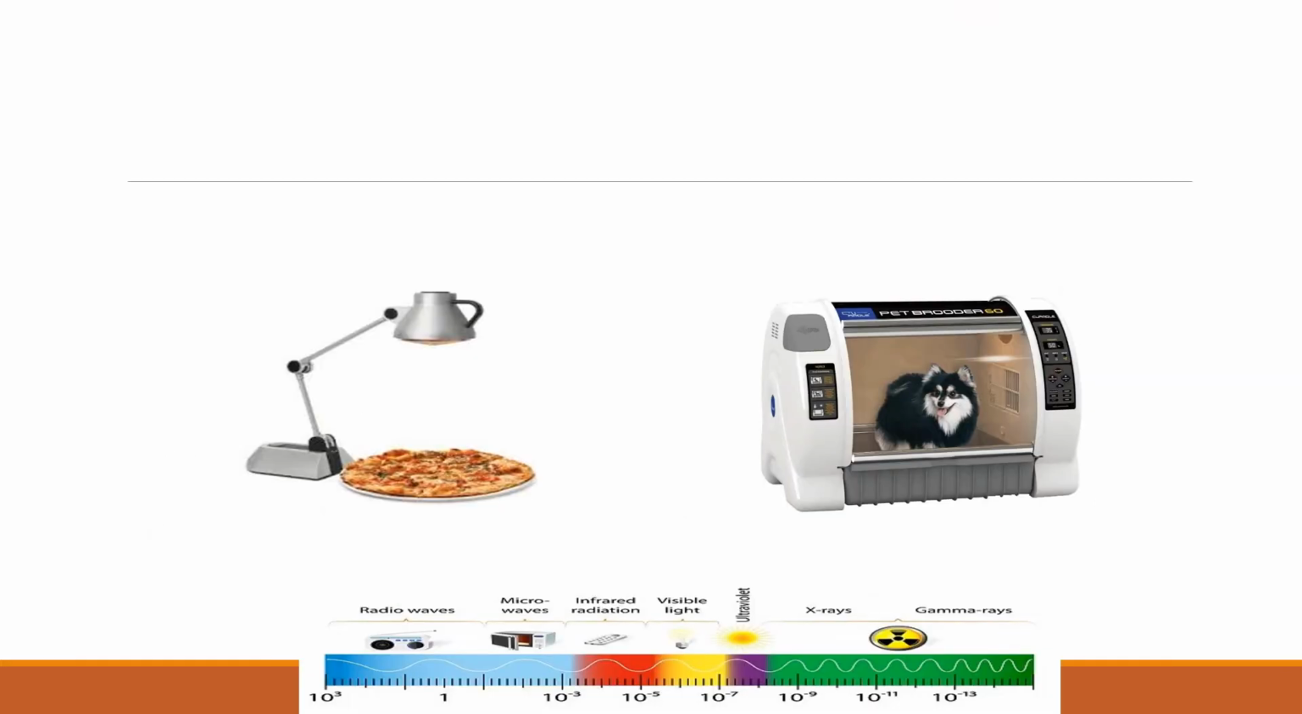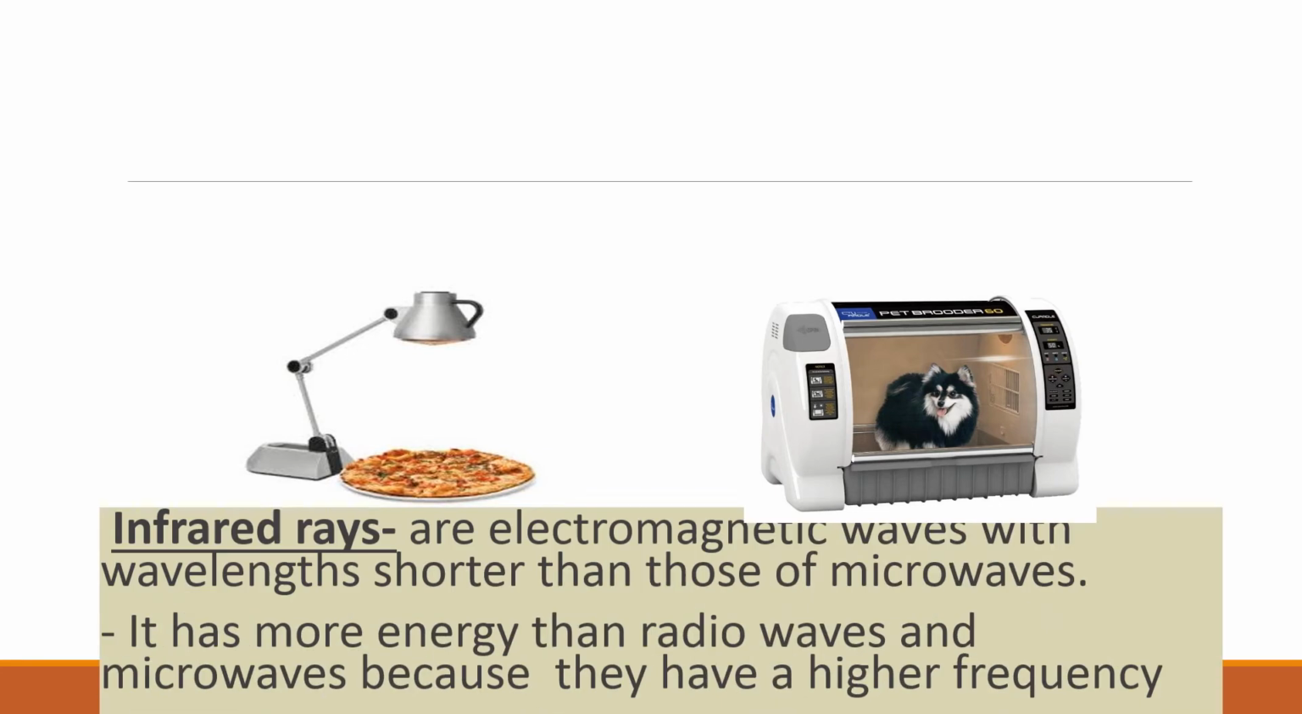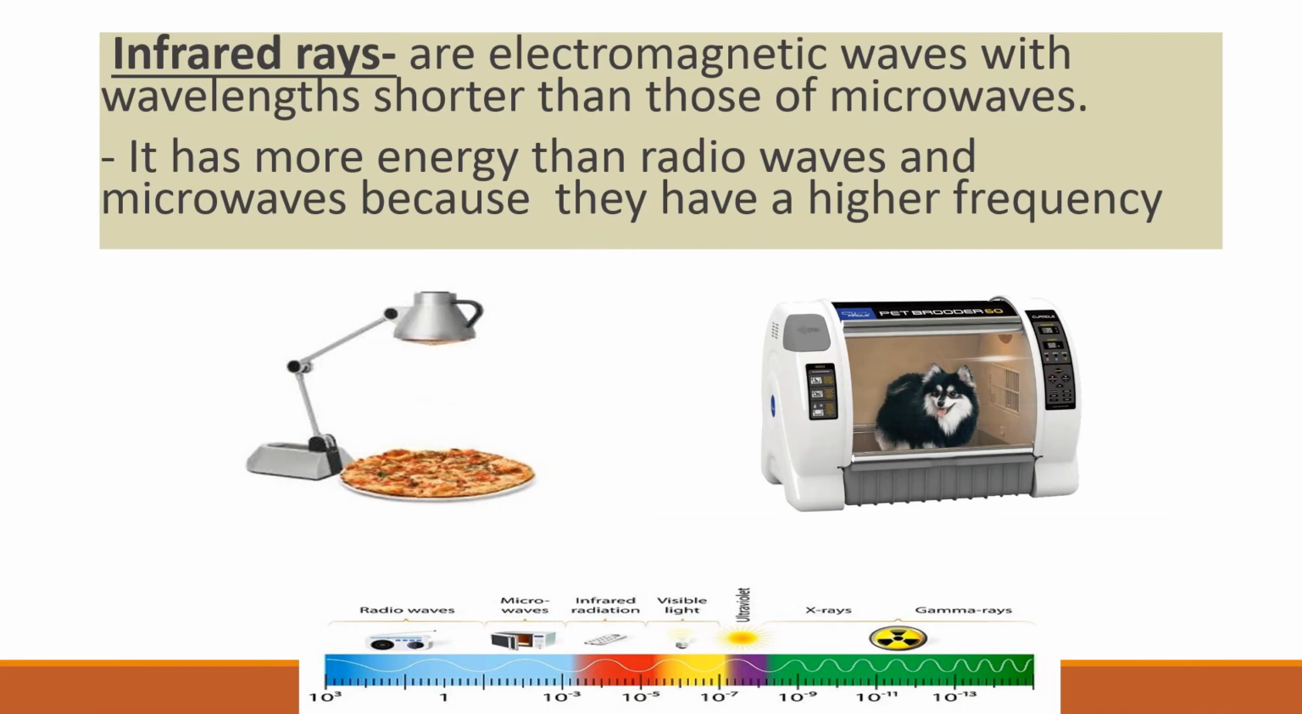The next electromagnetic wave is called infrared rays. If you turn on an electric stove burner, you can feel it warm up before the heating element starts to glow. The invisible heat you feel is infrared radiation, or simply infrared rays.